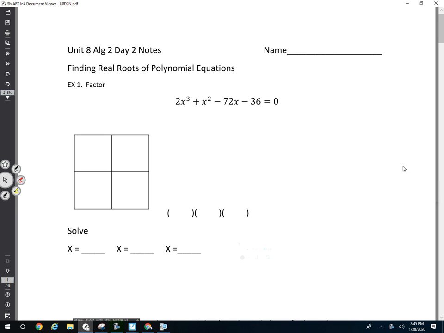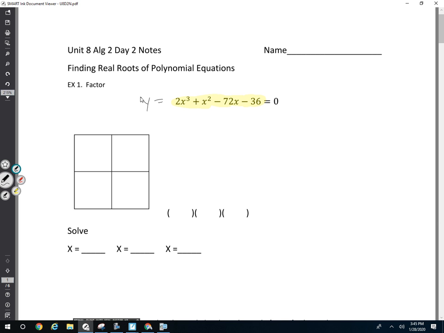The remainder of this unit is all about understanding what polynomials, so y equals 2x cubed plus x squared minus 72x minus 36, look like. We already know a little bit about what it looks like, because we know the degree and we know the leading coefficient.